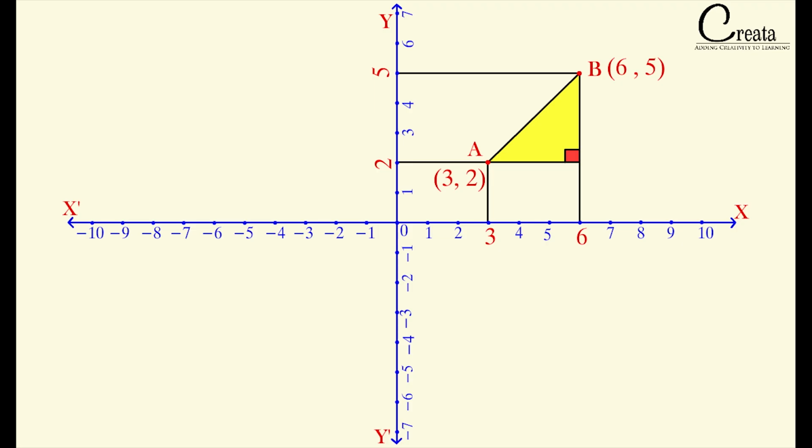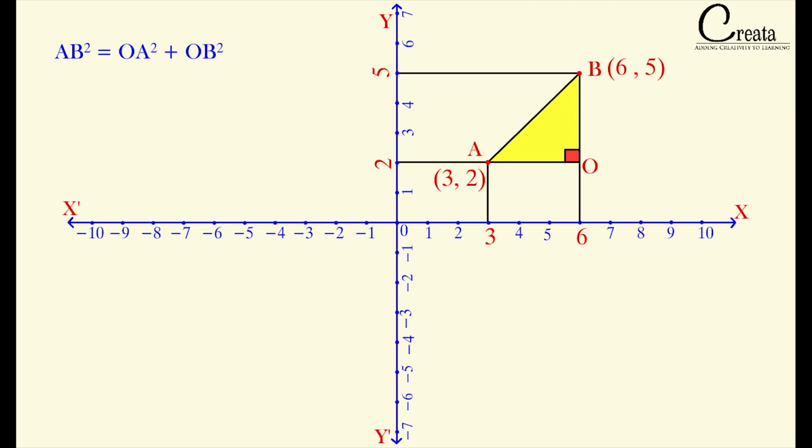Let's mark this point as point O. For this triangle ABO, the side AB is the hypotenuse, and OB and OA are the two legs of the triangle. If we apply the Pythagoras theorem, we get AB square is equal to OA square plus OB square. Here, we have to calculate the length of the side AB, that is, the length of the hypotenuse.